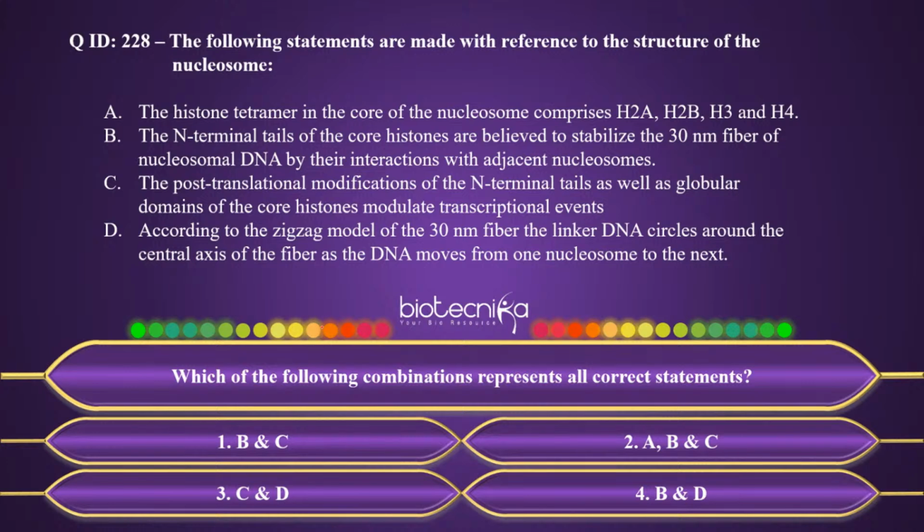Then it says that the post-translational modifications of the N-terminal tails as well as the globular domains of the core histones modulate the transcriptional events. The last option says that according to the zigzag model of the 30 nanometer fiber, the linker DNA circles around the central axis of the fiber as the DNA moves from one nucleosome to the next. So out of these options, which are the correct ones regarding the structure of the nucleosome? Anybody who has attempted this question can answer in the chat box what option they have opted for.